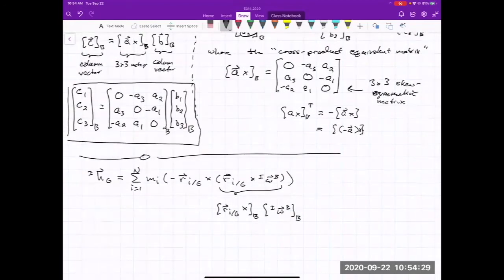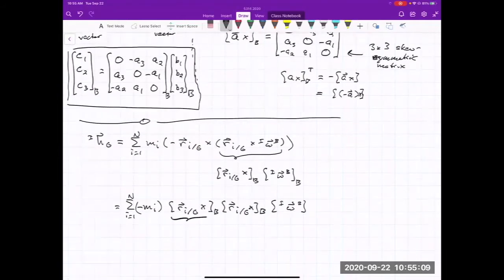So what do we have now? We've got this summation 1 to n of mi times, and let's move the negative sign over here. So we've got negative mi times r_iG cross times r_iG cross times I omega_B.